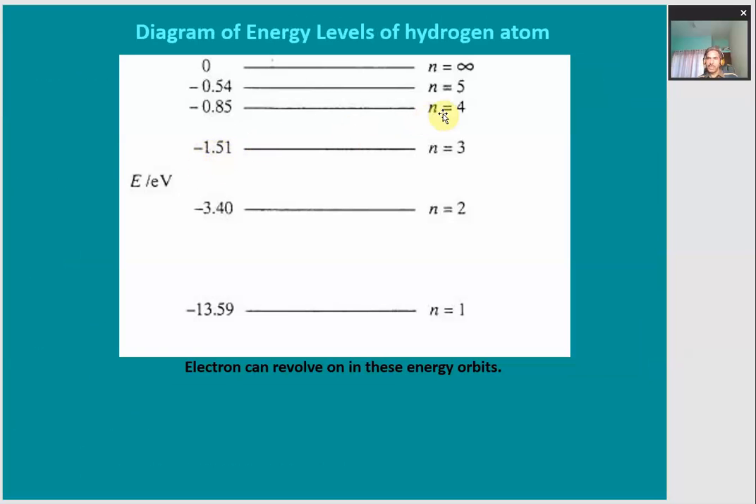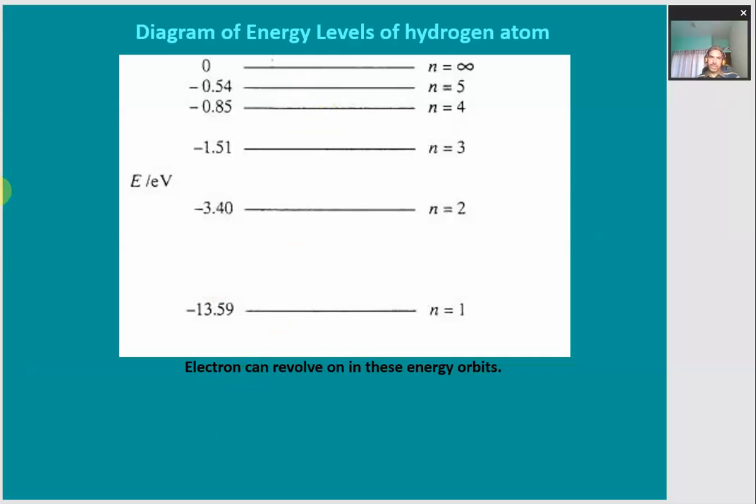And similarly for n equal to 4, 5, and for n equal to infinity, the energy corresponding to that will be 0. This is the highest energy level in case of hydrogen atom. So the electron in hydrogen atom can take only any one of these energy orbits and no other orbit, right?